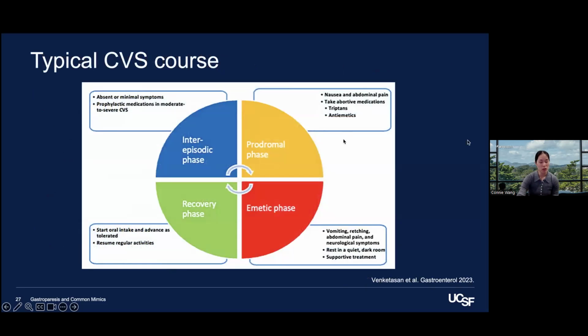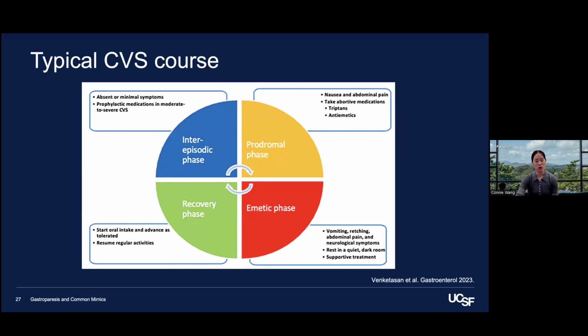So the typical course you'll think of is, again, highlighting that in between the episodes, people are generally feeling pretty well, and they have really absent or minimal symptoms. And then oftentimes, about 90% of patients may have a prodromal phase. It's similar to how we think about migraine headaches. There can be a lot of different symptoms. Sometimes it's nausea, abdominal pain, but sometimes more vague, like just fatigue or even panic or fear. This can last anywhere from 30 to 90 minutes.